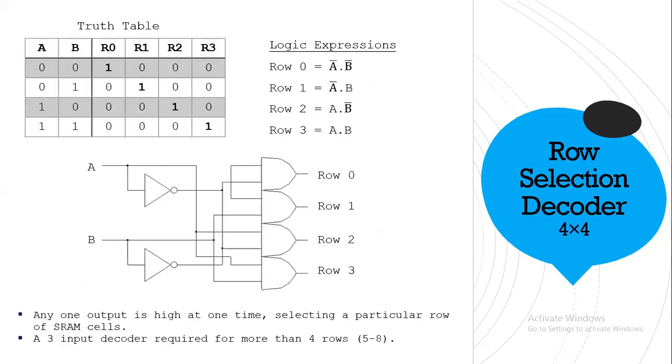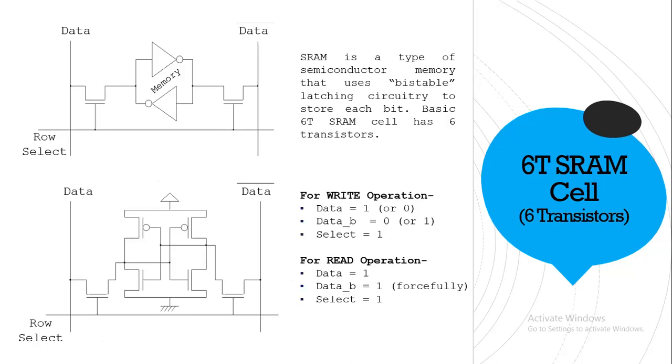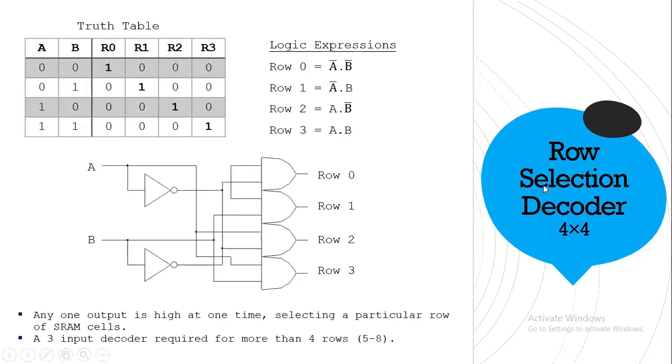So to control those rows, we will need a row selection decoder, and we will need a column decoder because the cells are arranged in rows and columns. So to control the rows, to select the rows, because this is the selection. Remember, rows are actually your row select. Can you see that row select? So there will be a decoder to select the rows. This is the row selection decoder. This is actually a normal decoder.